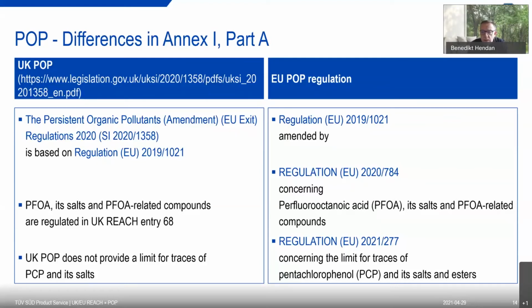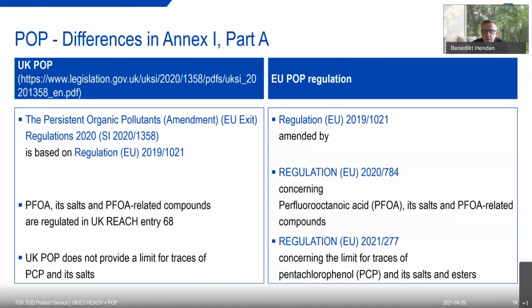Another amendment to the EU POP regulation was published at the beginning of this year, and this concerns a limit for traces of pentachlorophenols, their salts and esters, in articles. Because the POP regulation from 2019 did not give a limit for traces, that would have meant that PCP was completely banned and should not be available even in traces.